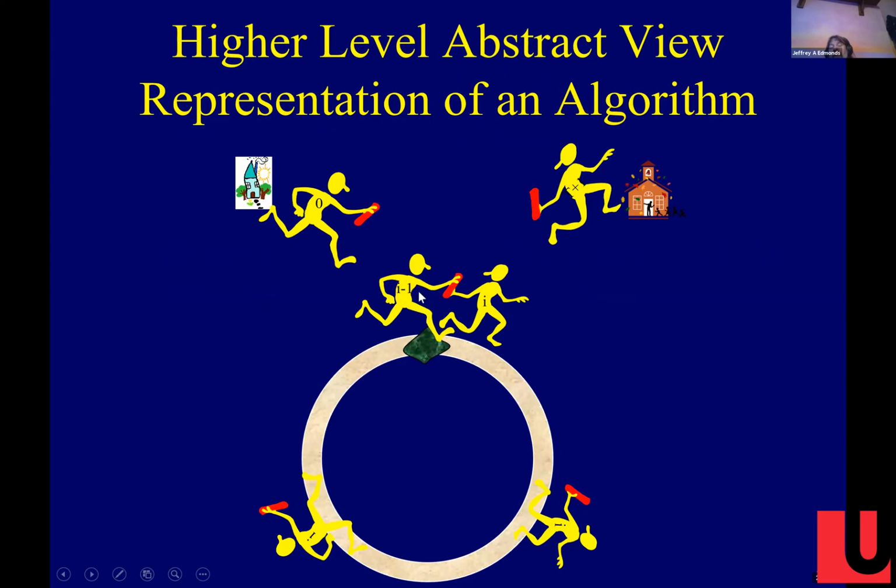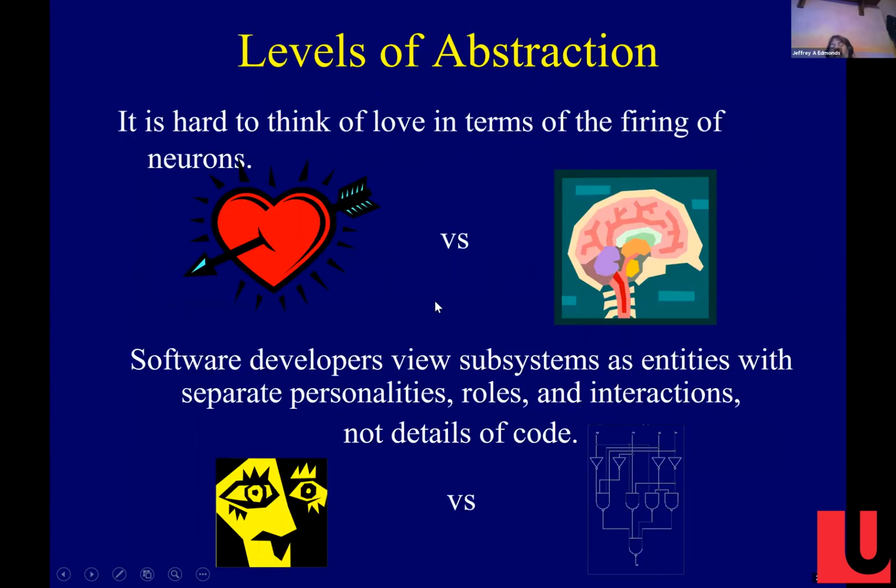What about high level understanding? Well, a brain is where love comes from. But if you want to talk about love, you don't talk about the firing of neurons, right? If you want to talk about how your computer works, it really works from AND gates and OR gates, but we're going to talk about algorithms at a much higher level, right?